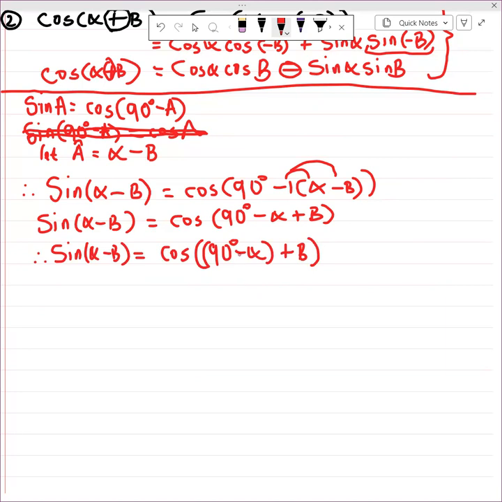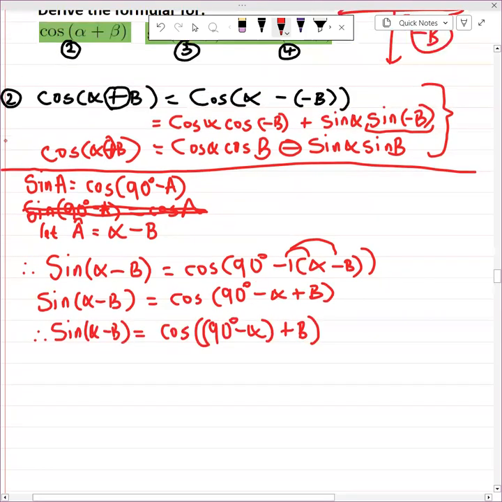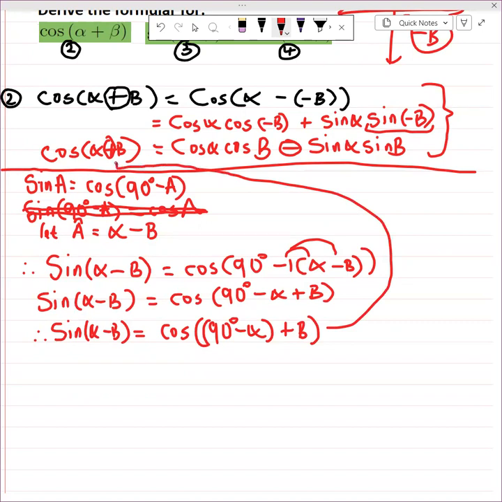Perfect. So if you check here, guys, I want to show you something. This identity is equivalent to this one, the one with a plus there. The only difference is where there was alpha, we now put 90 degrees minus alpha here. So you have cos alpha plus beta, but where there was alpha, it's now 90 degrees minus alpha. Do you see? So we're going to replace all alphas here by 90 degrees minus alpha.